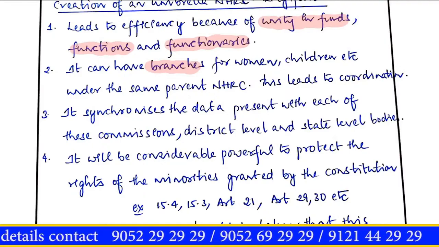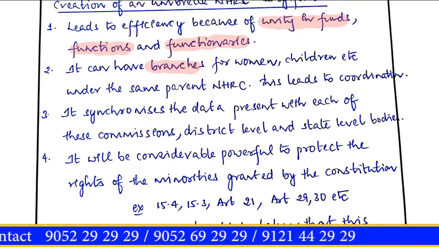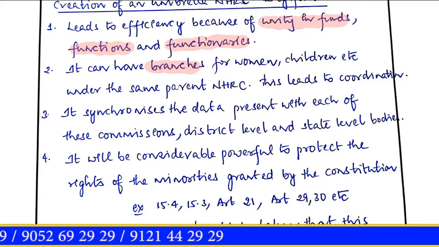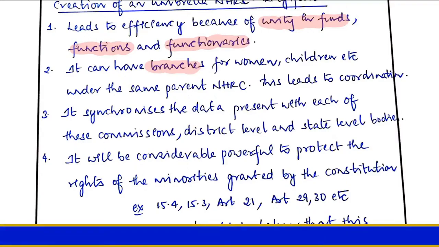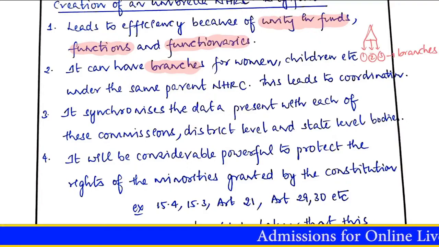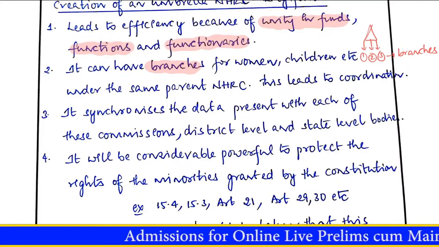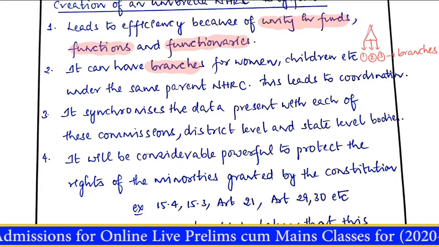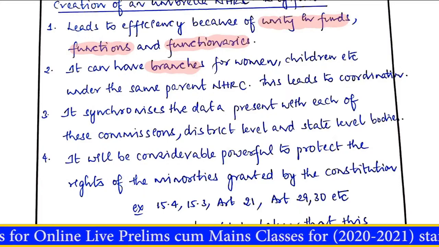And secondly, it is also going to increase the efficiency because this will lead to an exchange of good standard operating procedures from one branch, probably related to women, to another branch, which is probably NCSC or NCST related. So what he's talking about is to have a pyramid-like structure in which you have the human rights part at the top, and at the bottom there are several branches, one related to women, one related to children, one related to scheduled tribes, one related to differently abled people, and so on. That is what he's talking about.